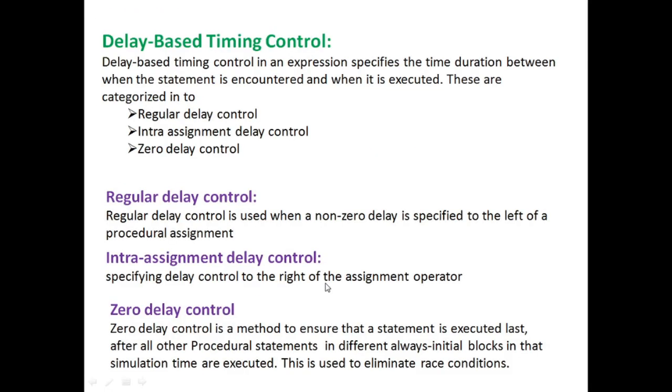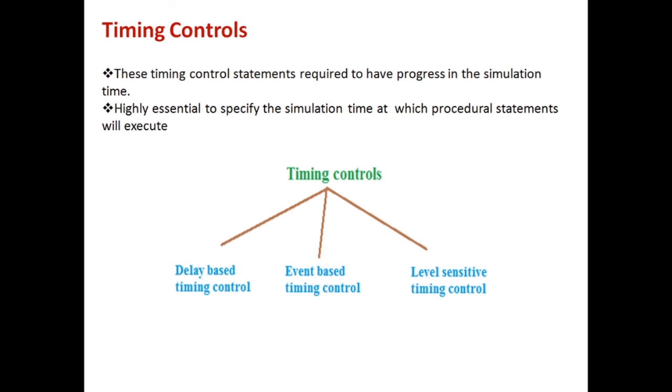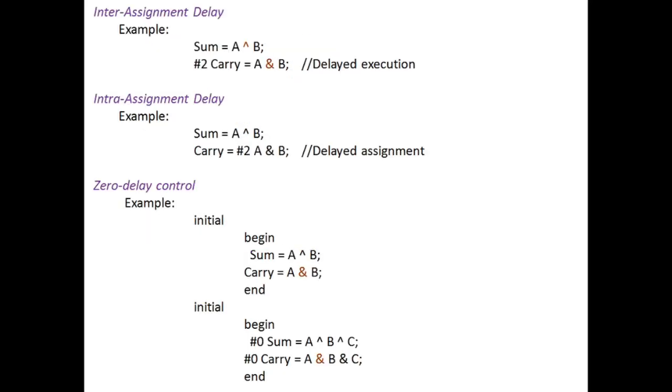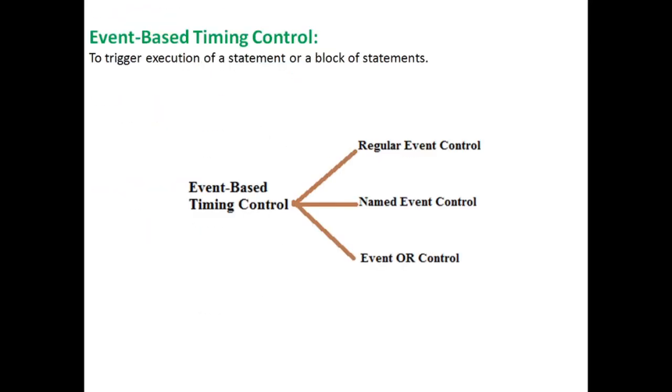Okay, so the next category of the timing controls is event based timing control. So what are these event based timing controls? We'll see. These event based timing controls completely depend upon an event. Generally an event is nothing but a change in a value for a register variable or a net variable, or an input variable or an output variable.